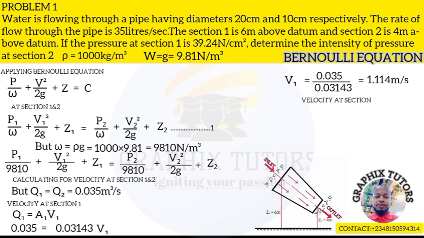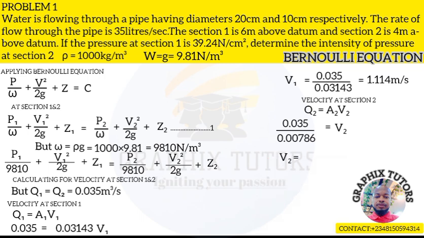At section 2, we use the same formula: Q sub 2 is equal to A sub 2 times V sub 2. We know Q2 is equal to Q1, that is 0.035, equals area at section 2, which is 0.00786, times V2. When you make V2 the subject of the formula, you divide both sides by 0.00786, so 0.035 divided by 0.00786. My V sub 2 will now give us 4.453 meter per second. We've gotten V1 and V2.